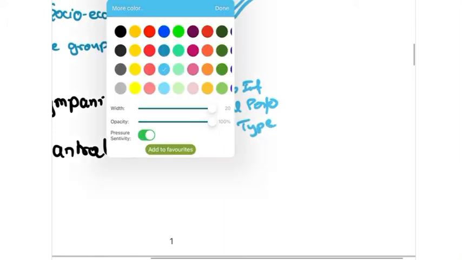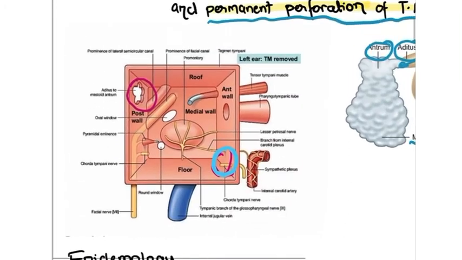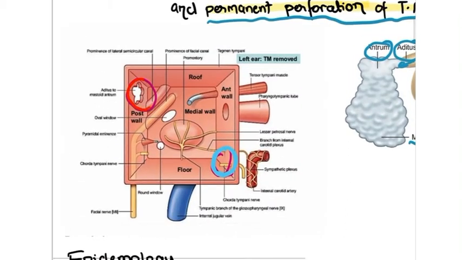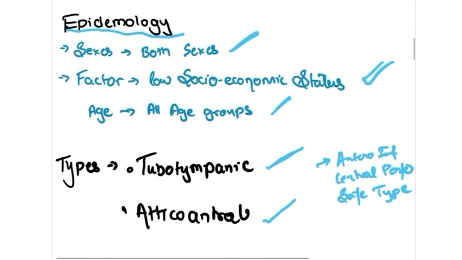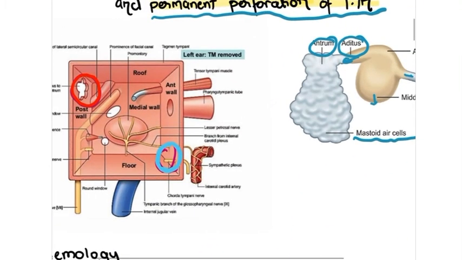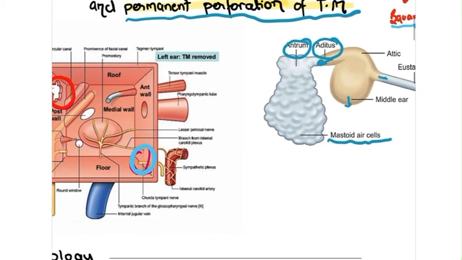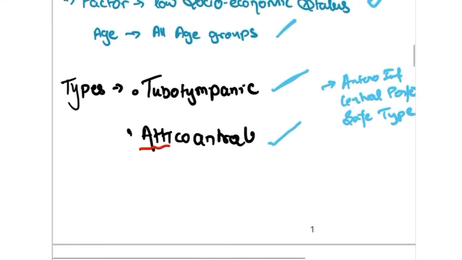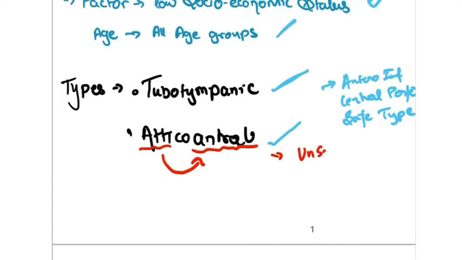And then we have something called atticoantral. Atticoantral is in our postero-superior region. So from this region it goes towards our aditus, antrum and mastoid air cells. See, the name itself suggests attico and antral, from the attic towards the antrum. So this is called the unsafe type.